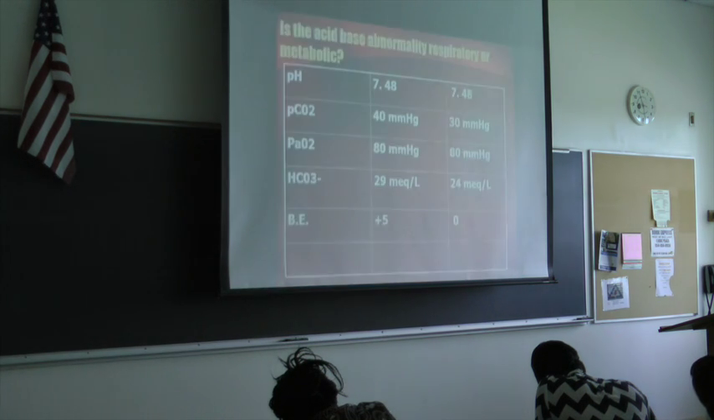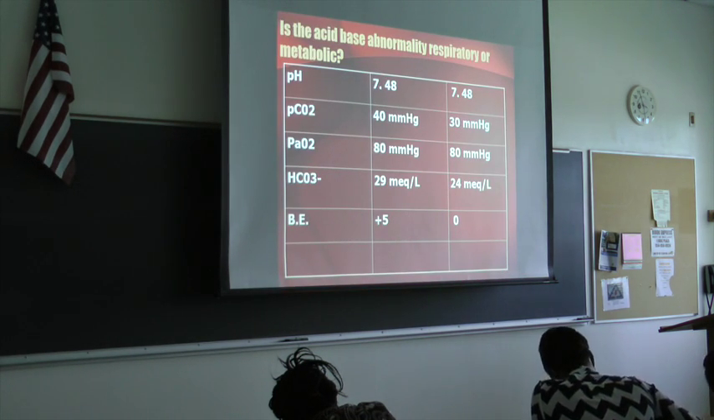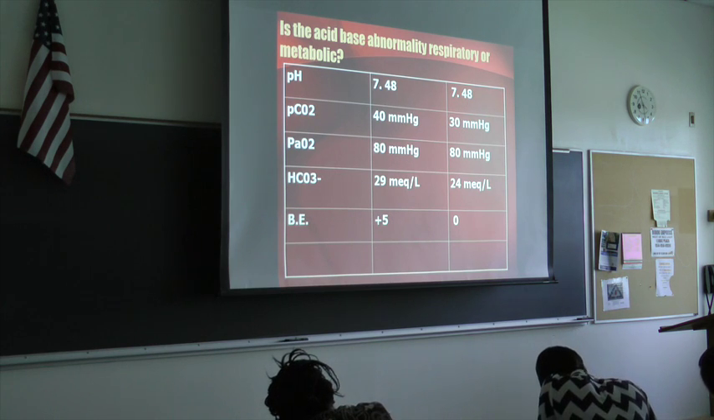Okay, then we have some more blood gases. We have a pH of 7.48, CO2 is 40, PaO2 8, we're not looking at that. Bicarbonate 29, with a +5 base excess. So is the pH normal, acidotic, or alkalotic? It's alkalotic. The higher it goes, the more alkalotic it is.